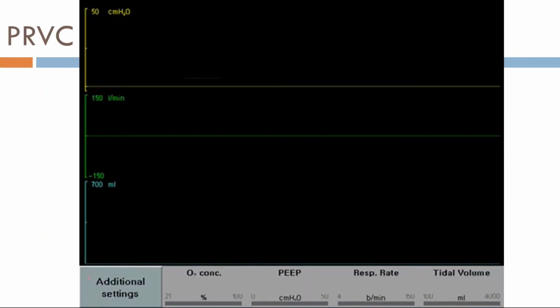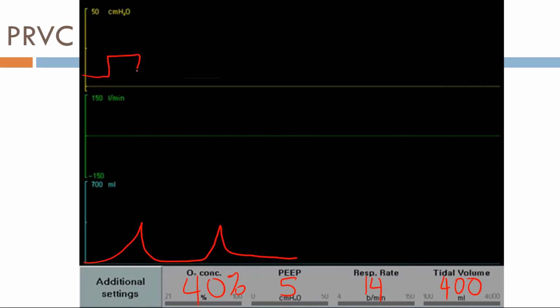Now there is a limitation of PRVC that you should be aware of. So let me just put in some numbers here. The tidal volume of 400. Let's say this volume is 400, 400. And the pressure achieved here, let's say 23.